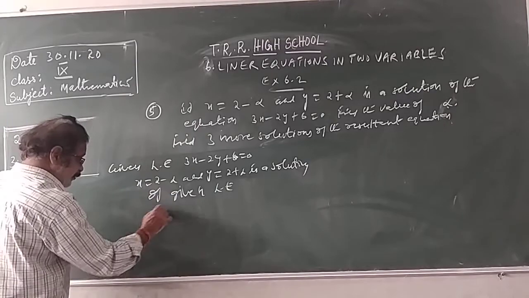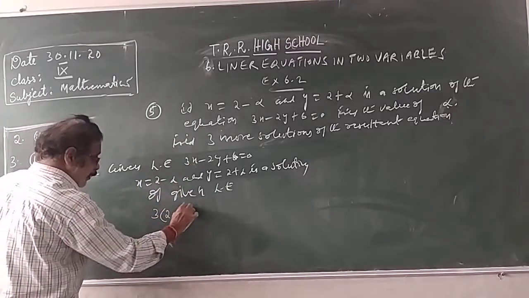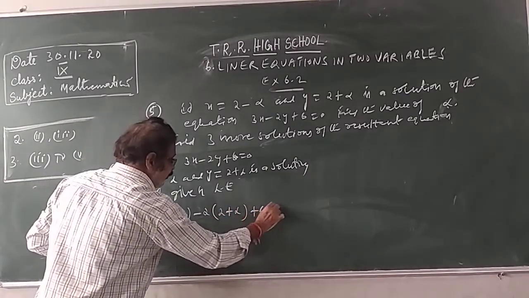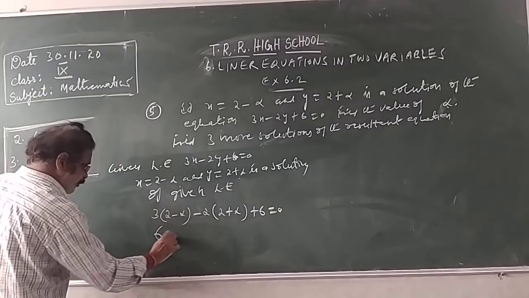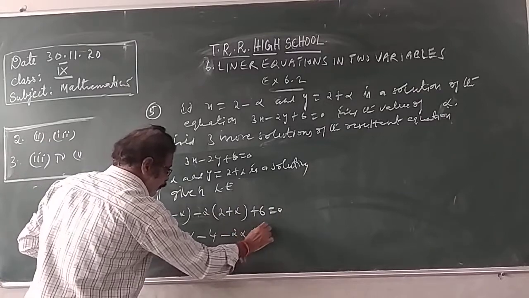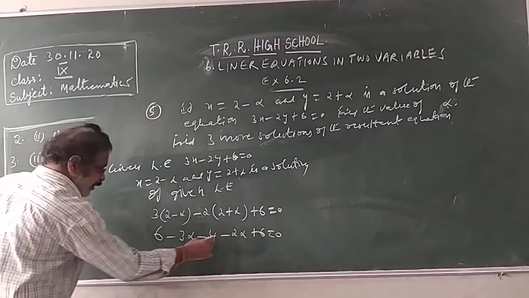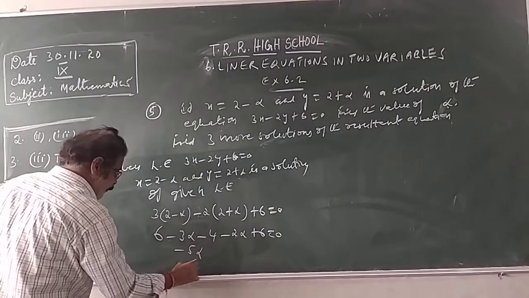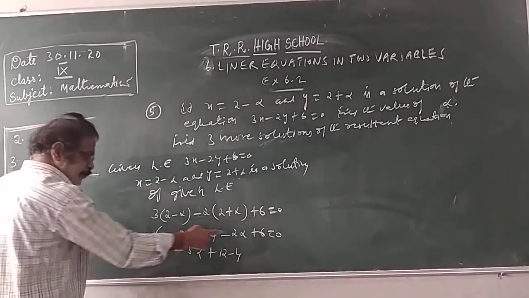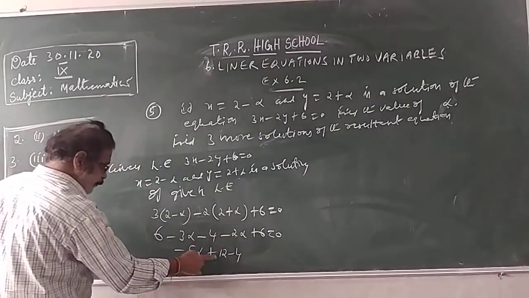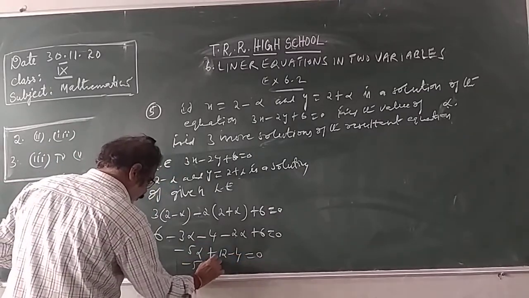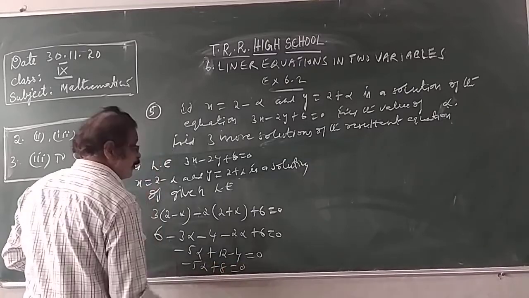In this, substitute it. 3 into x, x is equal to 2 minus alpha, minus 2 into y, y is equal to 2 plus alpha, plus 6 is equal to 0. 3 into 2 is 6, 3 alpha minus 2 into 2 is 4, minus 2 into alpha is minus 2 alpha, plus 6 is equal to 0. Minus 3 alpha minus 2 alpha is minus 5 alpha, 6 plus 6 is 12, minus 4 is 8. Minus 5 alpha plus 8 is equal to 0.